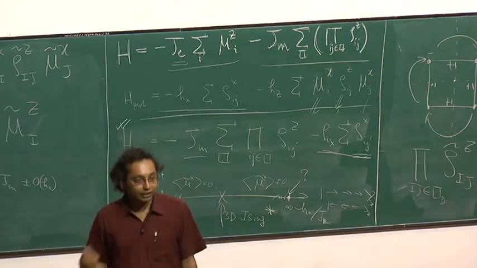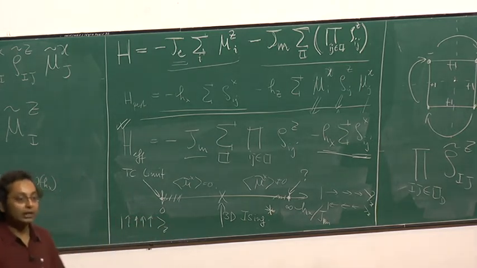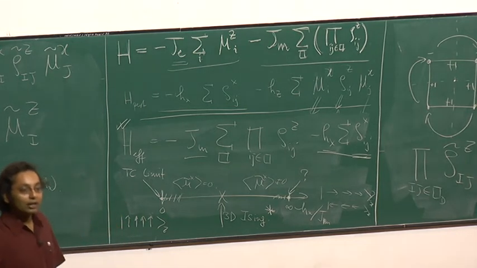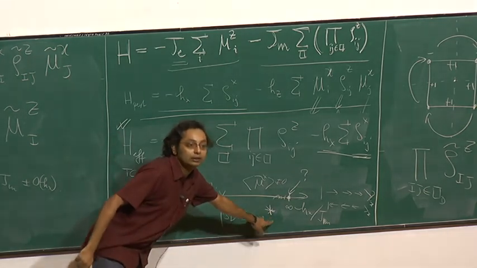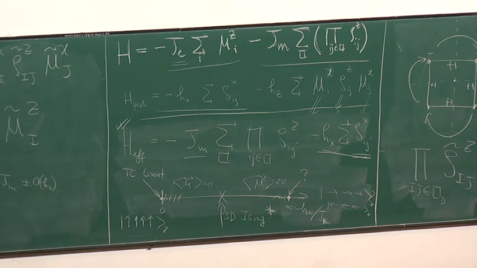But here these variables look like Ising variables when I choose a gauge, but actually are non-local operators in terms of my original spins. Just to remind ourselves of that, I put this asterisk here. That's all, and that's the nomenclature that people use in this field.